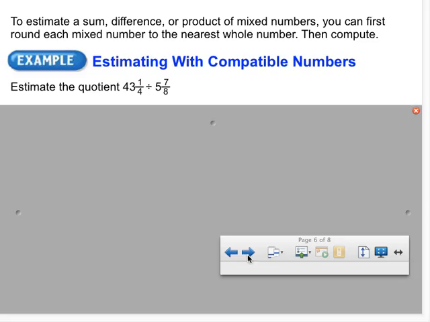Next thing. Now, instead of multiplying, we're doing division. But not only are we doing division, and not only do we have to rewrite our mixed numbers, we also have to do what we did in the first opening activity. I have to find some compatible numbers. So first step, rewrite these mixed numbers, and then try to come up with some compatible numbers that are close to the numbers you get so that you can calculate the quotient, okay?